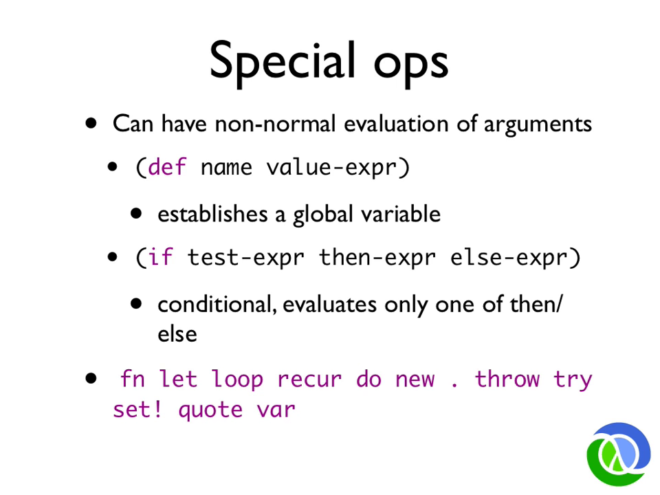In fact, this is it. There's something that defines a function. Something that establishes names in a local scope. A pair of things that allow you to do functional looping, to create a loop in your program. Something that lets you create a block of statements, the last of which will be the value. Something that allocates a new Java thing. Access to members of Java things. Throw, try, do what you expect from Java. Set will rebind a value. And quote and var are kind of special purpose for Lisp manipulation things, so I'm not going to get into them tonight.